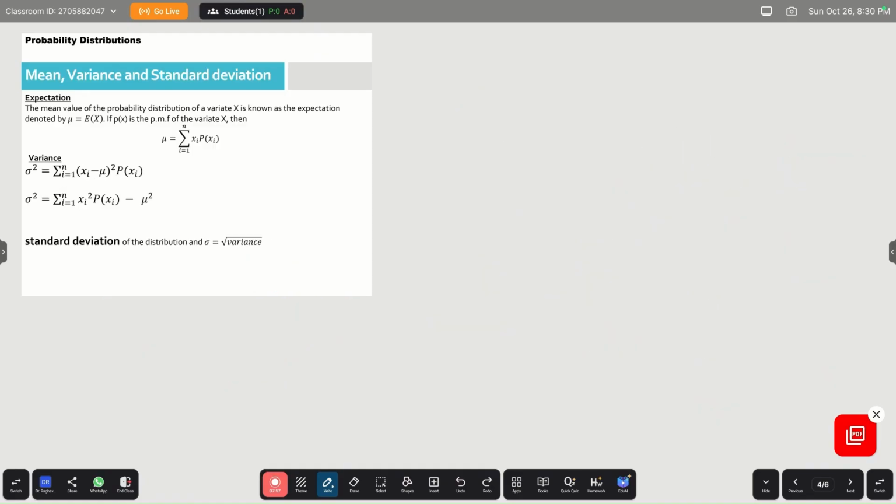Now, the first point, whatever I told, I'll write it here. The sum of all the probabilities is equal to 1. Then only it is called a valid probability distribution.